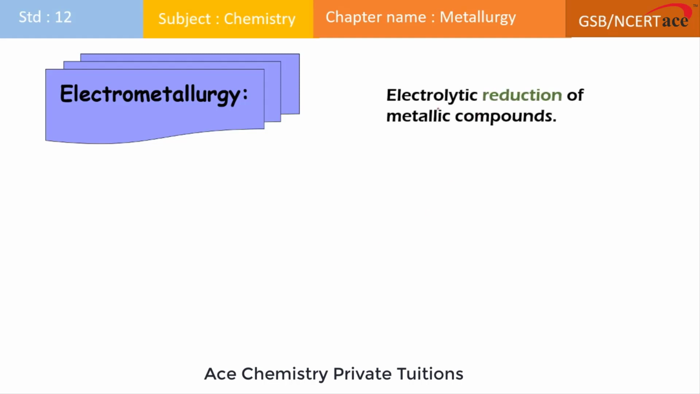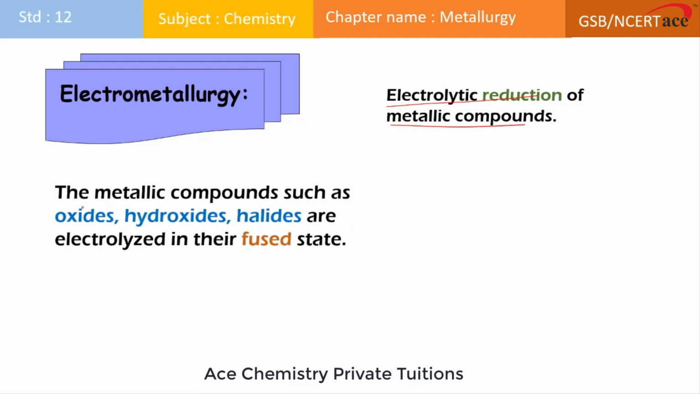Say for example, it can also involve electrolytic reduction of metal compounds. If the metal is present in the form of their oxides, hydroxides or halides, the metal compounds in the form of hydroxides, oxides and halides are taken into the molten state, or you can say fused state. So the fused or molten state of the salts of these metals is electrolyzed, and from there the pure metals are extracted.